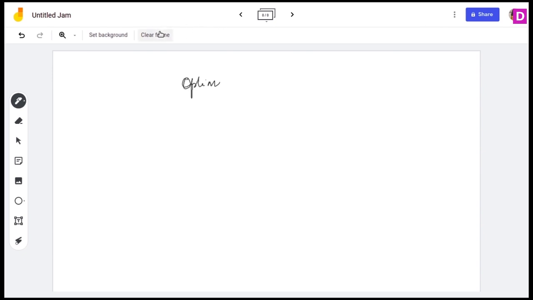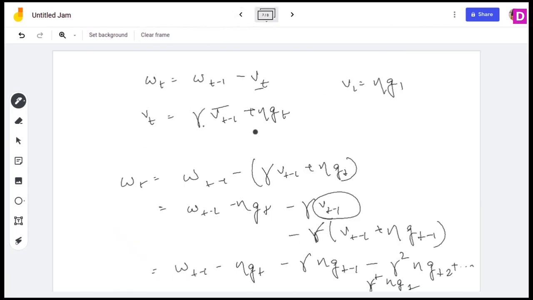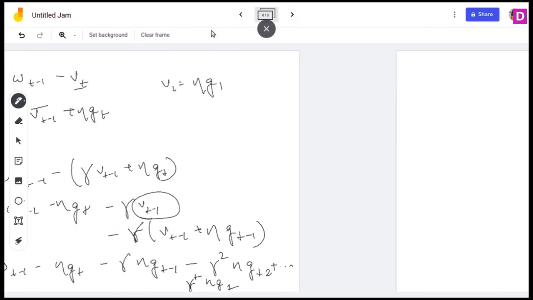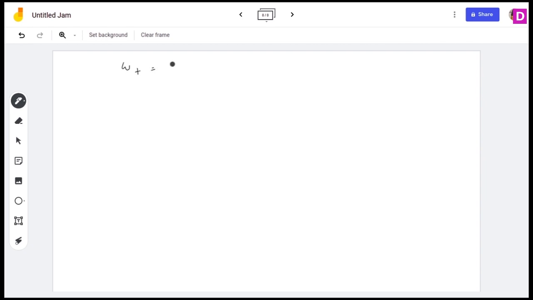Okay, so let me write this equation again. What we get is Wt equal to minus eta times of Gt minus gamma times of eta times of Gt minus 1 minus gamma square times of eta Gt minus 2, and this goes on till we reach minus gamma t times of eta G1.